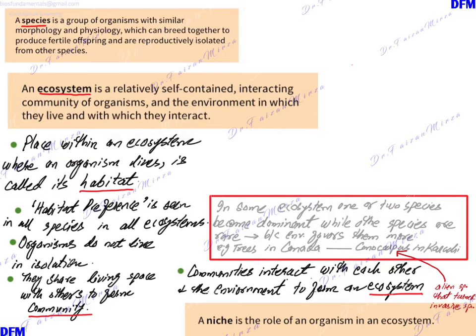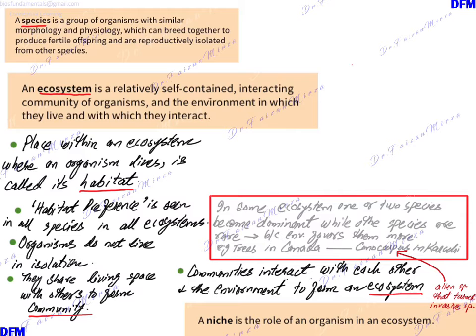We've already discussed this. What is niche? Niche is the role of an organism in an ecosystem. For example, decomposers decompose. They return the nutrients to the soil, to the environment. Similarly, the role of the decomposers is decomposition. So that's their niche. Similarly, plants are producers. So the niche of plants is to produce organic food using raw materials from the environment.